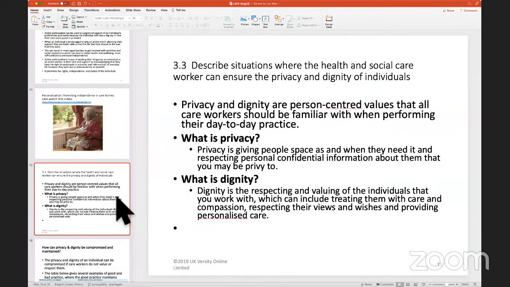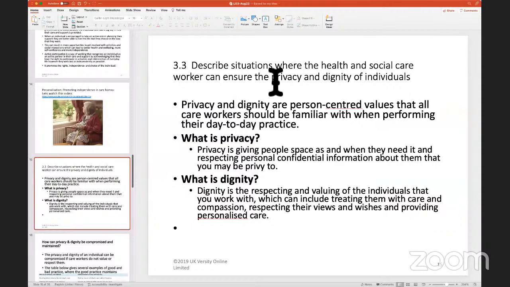Now, let's go across to the third criteria very quickly, which is looking at describe situations where health and social care workers can ensure privacy and dignity of individuals. So when we talk about privacy and dignity of individuals, here we are again going back to the basic principles of person-centered care. And these values that we talk about of person-centered care include two of these values, which are dignity and privacy.